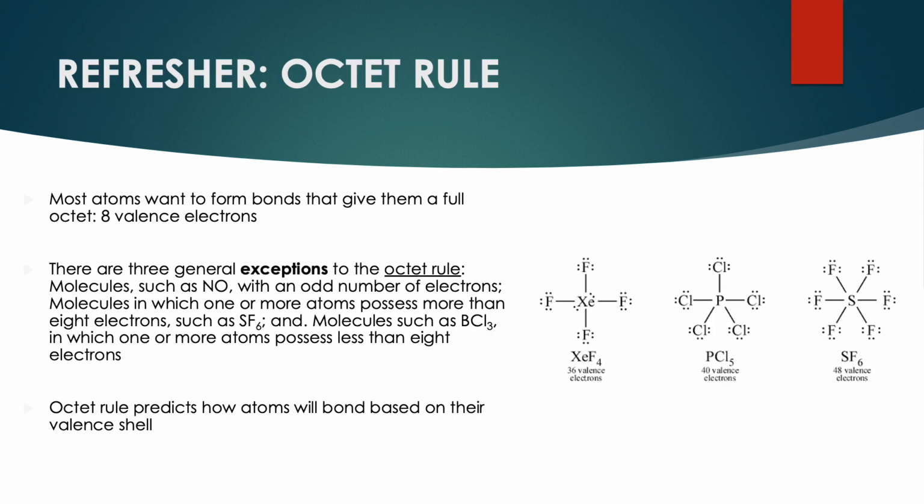Before moving forward, let's recall what the octet rule is. The octet rule states that atoms tend to form compounds that give them 8 valence electrons, which is the electron configuration of a noble gas.